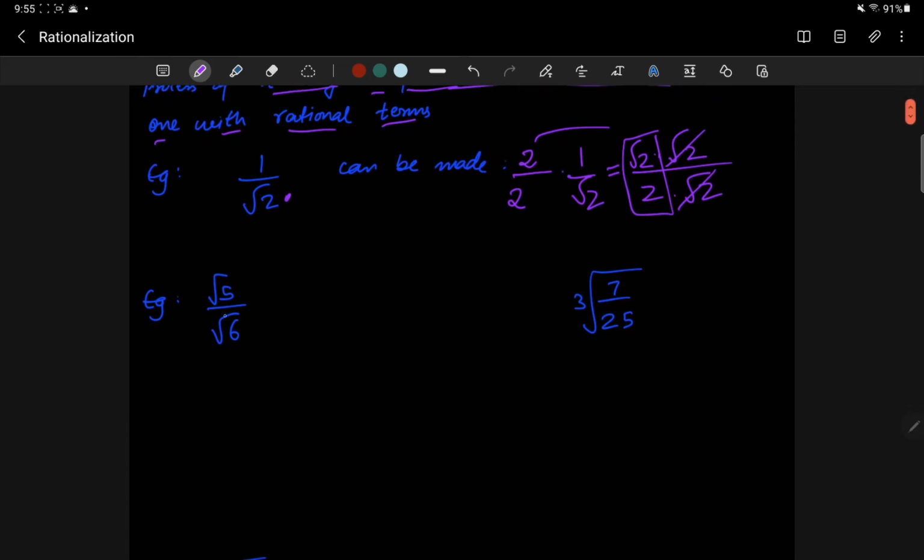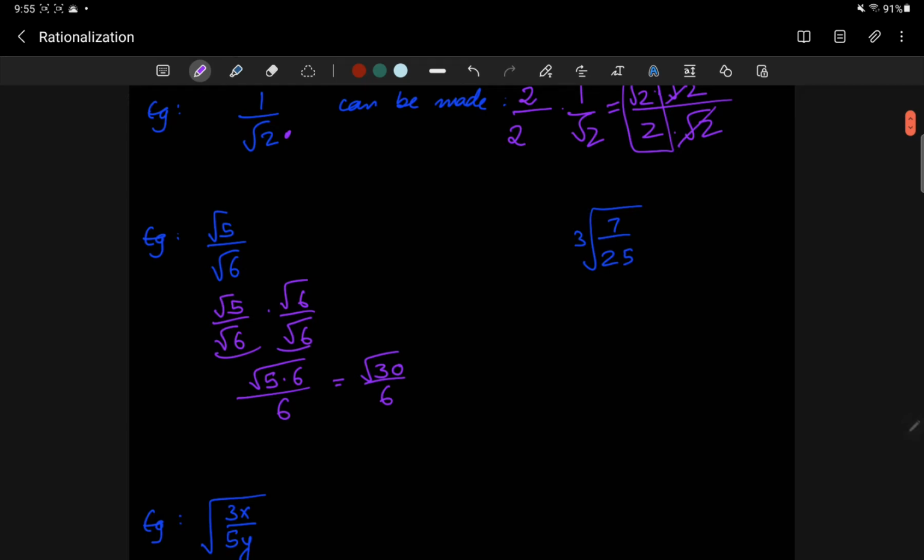And so the process for simple fractions like this is you take the denominator and you multiply and divide by the denominator. When you do that, the top part becomes square root of 5 times 6, and the bottom, because these are square roots of the same quantity, it becomes 6, to get you root 30 over 6. So we do the same thing here.